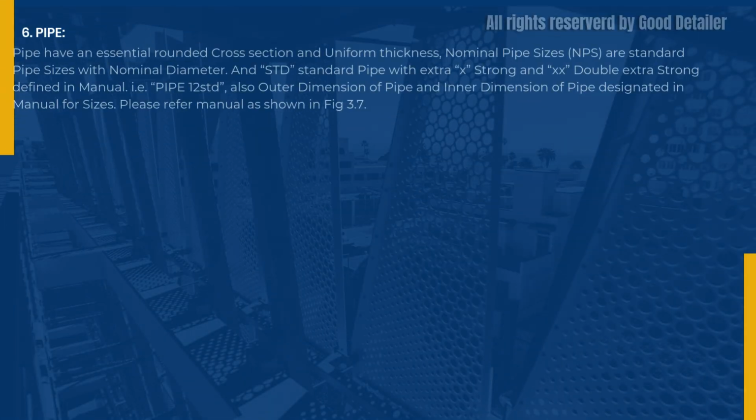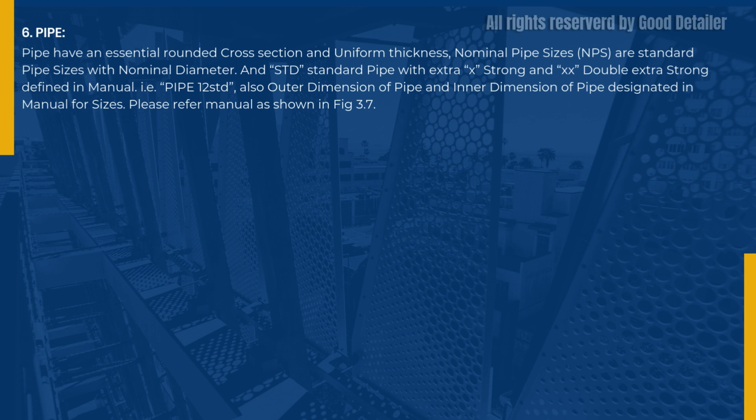Sixth, pipe. Pipe has an essentially rounded cross-section and uniform thickness. Nominal pipe sizes, NPS, are standard pipe sizes with nominal diameter. STD, standard pipe, with X, extra strong, and XX, double extra strong, are defined in the manual, i.e. Pipe 12 STD. Also, the outer dimension and inner dimension of pipe are designated in the manual for sizes. Please refer to the manual as shown in Figure 3.7.